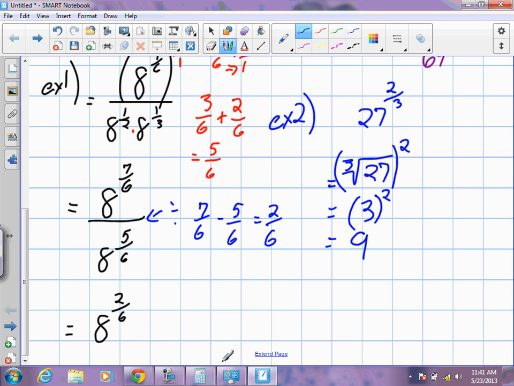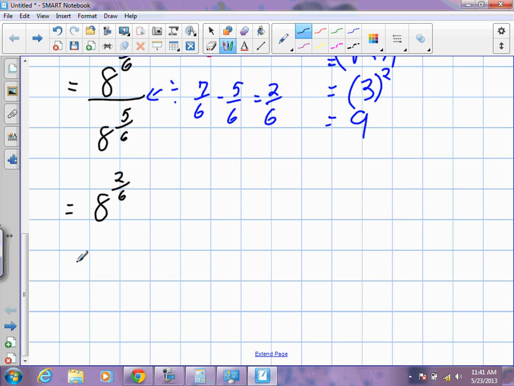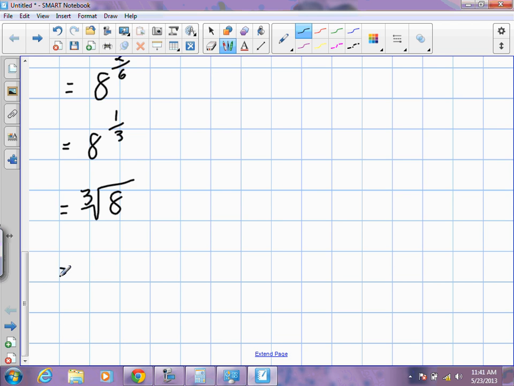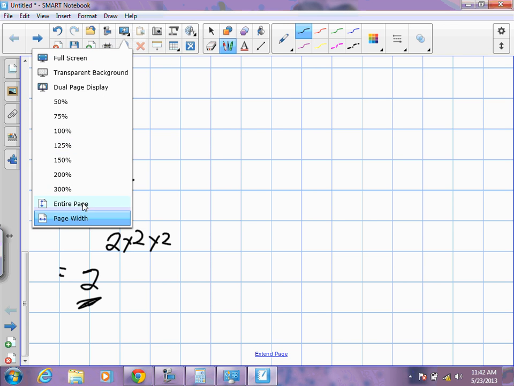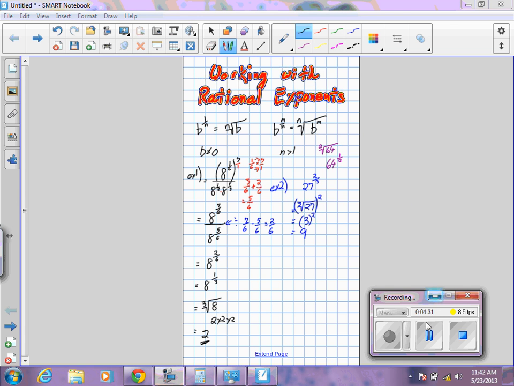We're going to reduce this fraction to make it simpler for us. So what would the reduced form of 2 over 6 be? 1 over 3. And that now gives us a fractional exponent, which means we're going to be looking for the third root of the value of 8. What number times itself 3 times is equal to 8? 2. 2 times 2 is 4, times 2 again is 8. So our actual evaluated answer in this question is the value of 2.